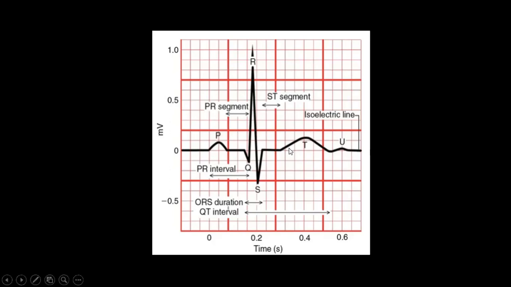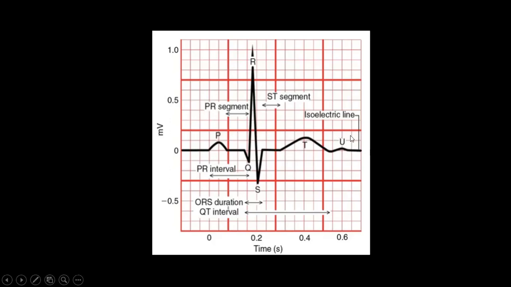I repeat, in old age, this T wave is flattened. Tall and peak T wave is an indicator of hyperkalemia. Exercise increases the amplitude of T wave in healthy heart. An inverted T wave is an indicator of myocardial infarction. So that is all about T wave.